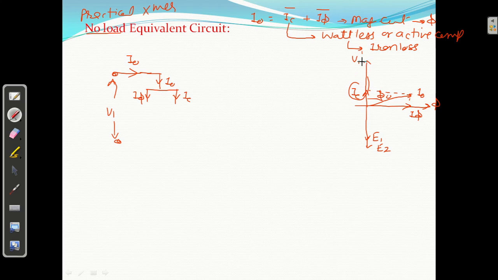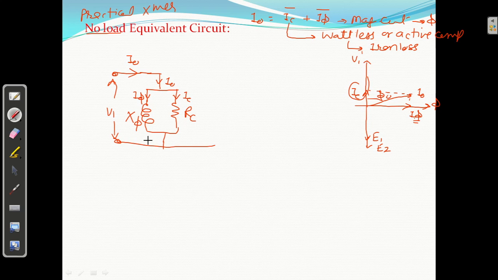IC is in the same phase with the voltage, and voltage and current are in the same phase when the current flows in a purely resistive circuit. So IC is flowing through the resistance RC. I phi is lagging the voltage by 90 degrees. We have studied in basic electrical engineering, or in 11th and 12th, that current lags the voltage by 90 degrees in a purely inductive circuit. So this is X phi and RC.